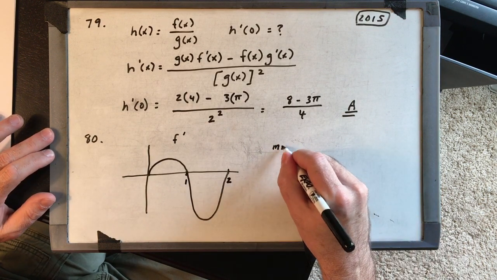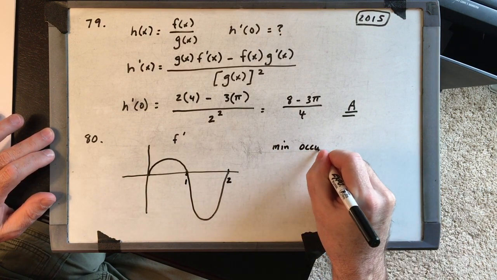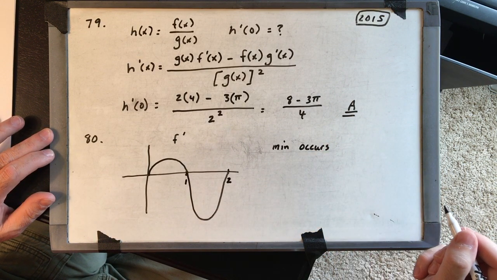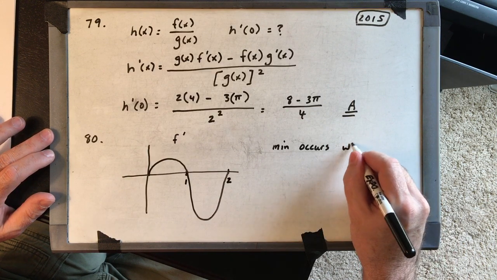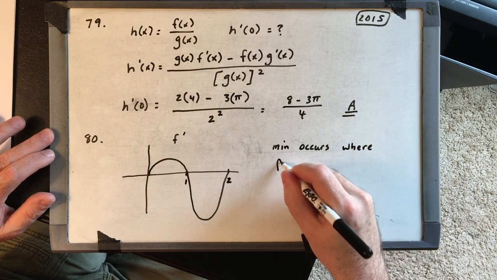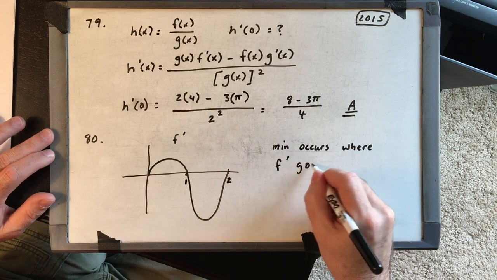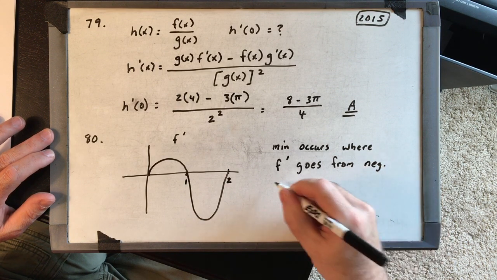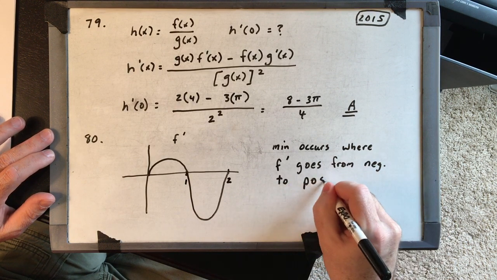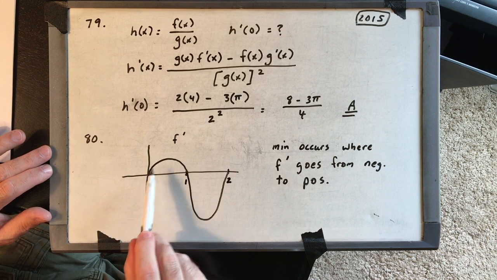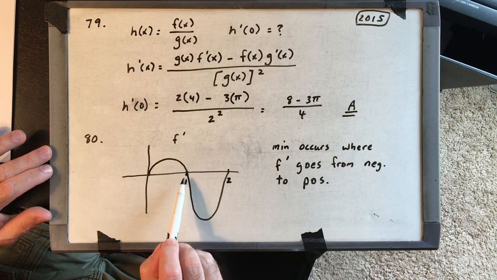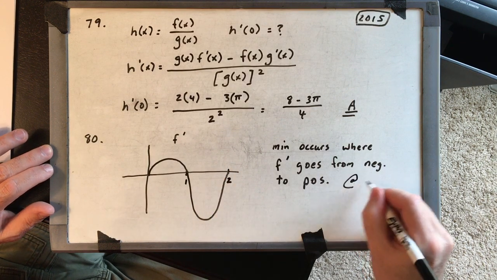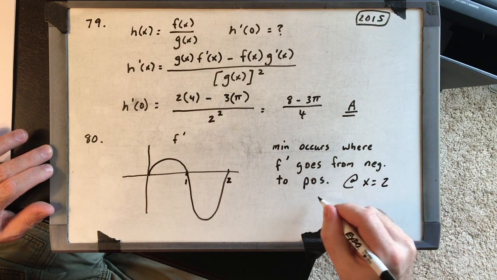Well, a minimum occurs. All right, you say what you think the answer is first. All right, so a minimum occurs where the graph of the derivative f prime goes from negative to positive. Where does that occur on this graph? Well, at 1, it's positive and then negative, so that'd be a max. And it goes from negative to positive at 2. And that is option E.